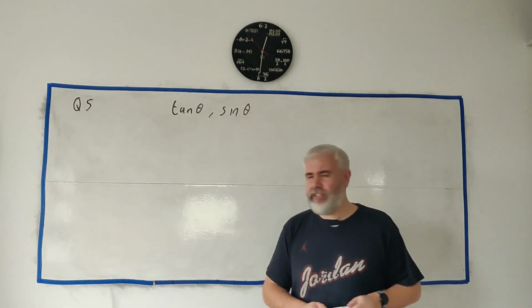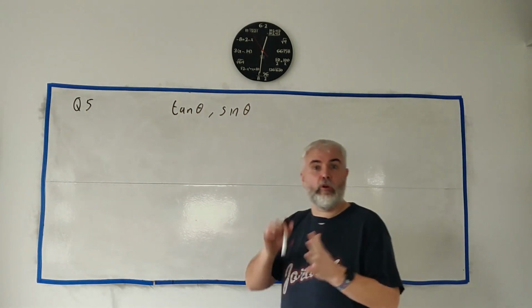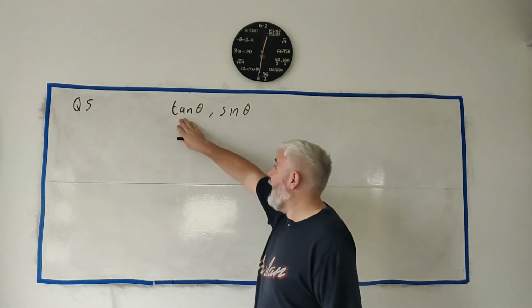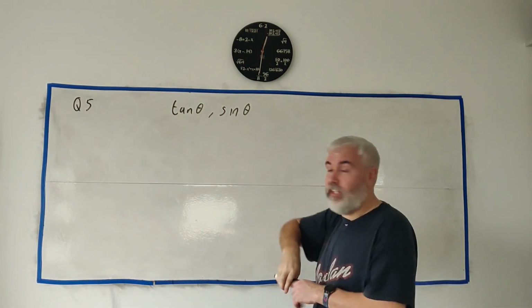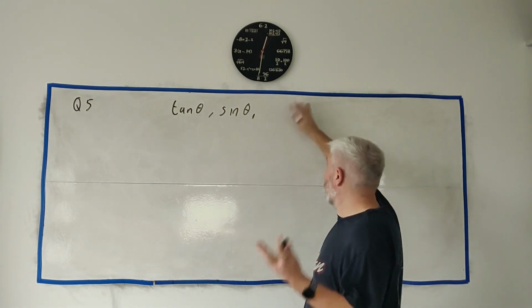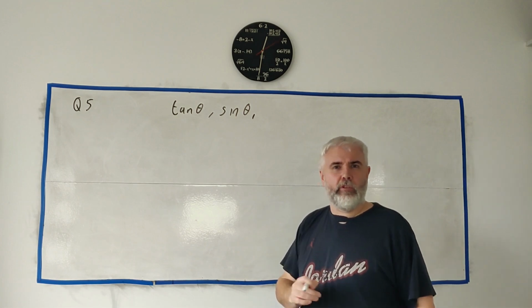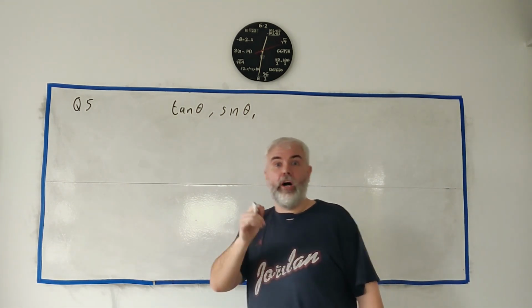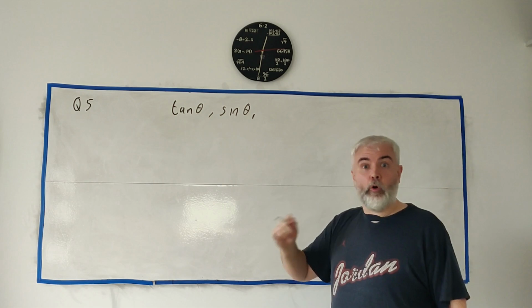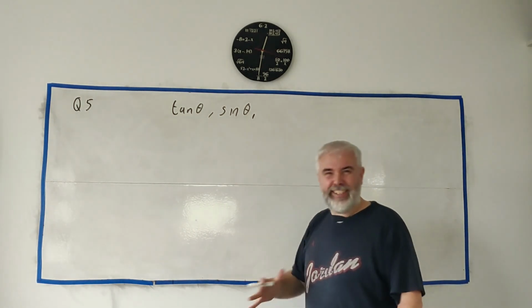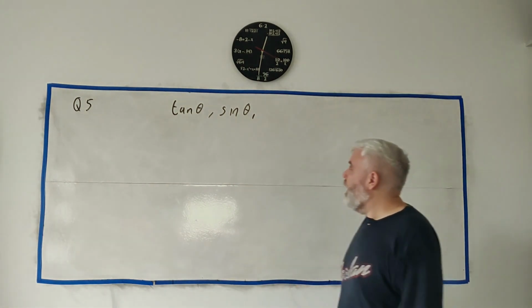In question 5, we start off, they give us the first two terms of an arithmetic progression. The first is tan of theta, the next term is sine of theta, and so on. They want us to find the sum of the first 40 terms. So we need to find the first 40 of them and add them all together. Thankfully there's a formula for that.